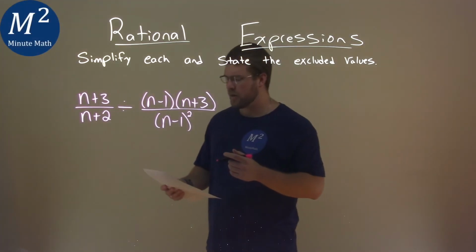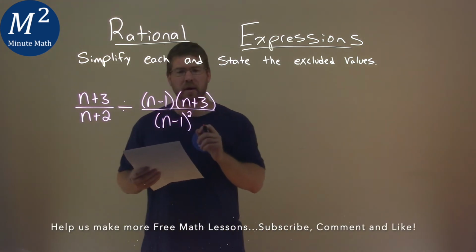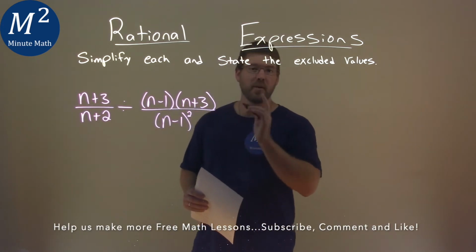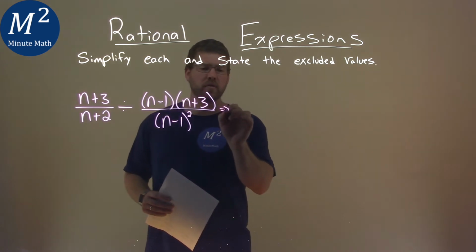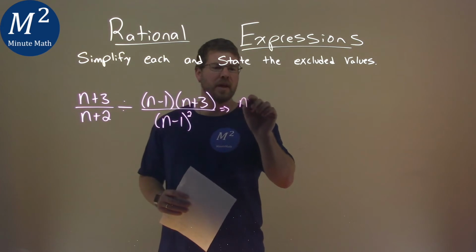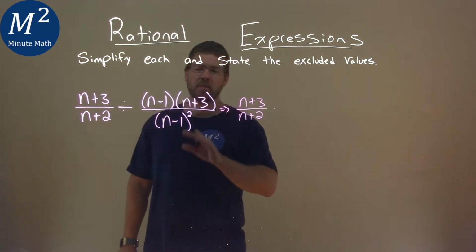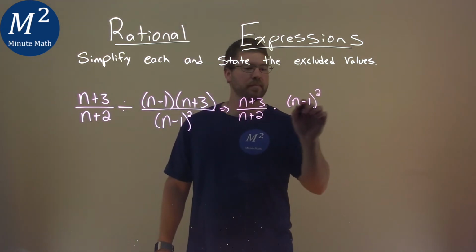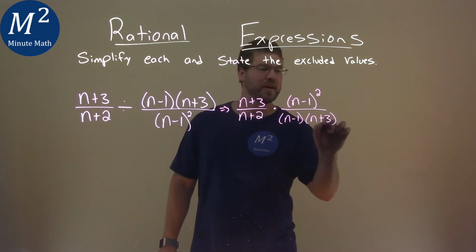We're given this problem right here: (n plus 3) over (n plus 2) divided by ((n minus 1) times (n plus 3)) over (n minus 1), all squared. We have to simplify this and state the excluded values. First thing is, when I see division with a rational expression, I'm going to flip that. So we have an n plus 3 here over an n plus 2. That stays there, but by flipping it, we're doing multiplication here. So we have (n minus 1) squared over (n minus 1) times (n plus 3) here.